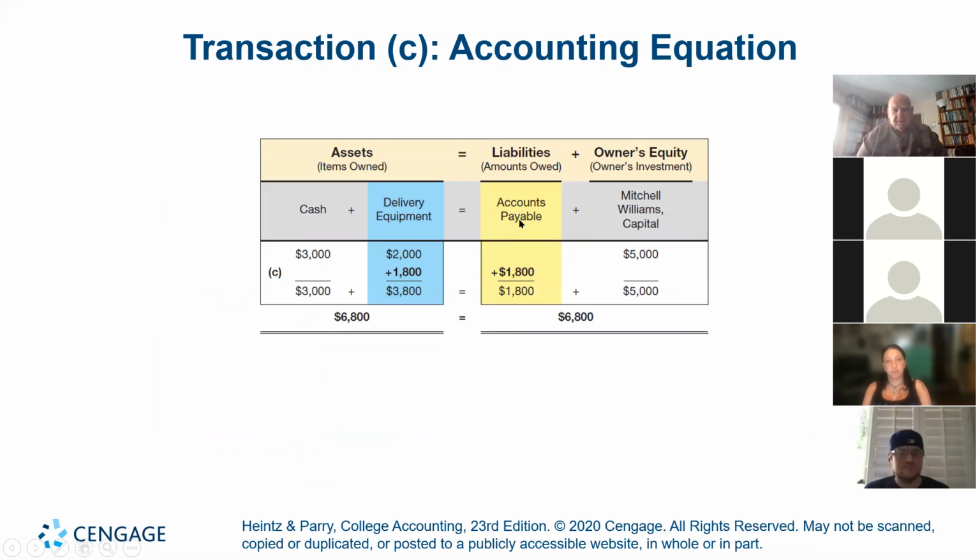Here we go. We have more delivery equipment, so our assets have grown from 5 to 6,800, right? The business is still only worth the 5,000. What changed? The accounts payable went up, and we are still in balance. Assets equal liabilities plus equity. Anybody have questions, or am I going too fast with my New Jersey way of speaking? You guys jump in and say, hey, slow down a little bit, buddy.